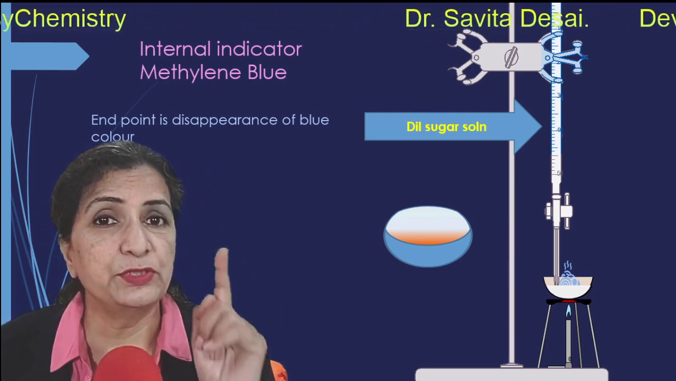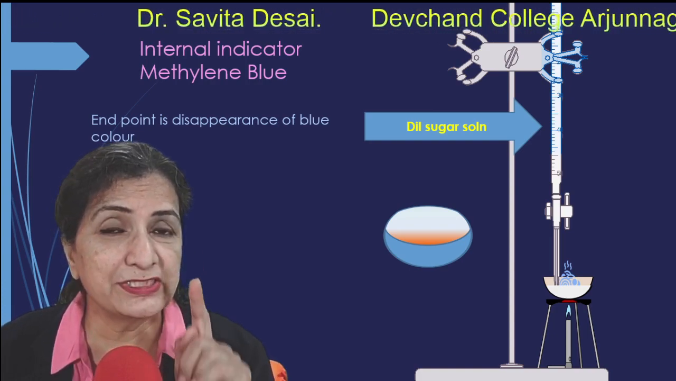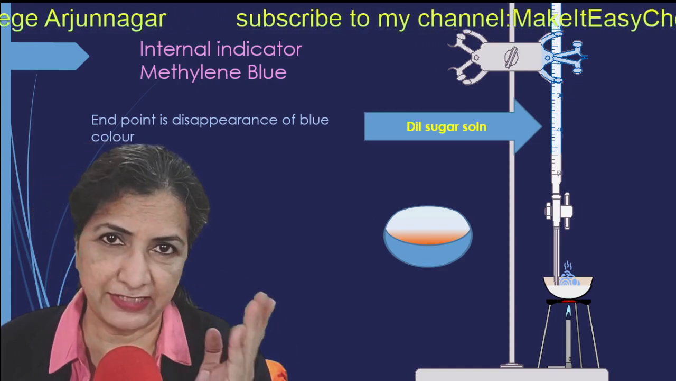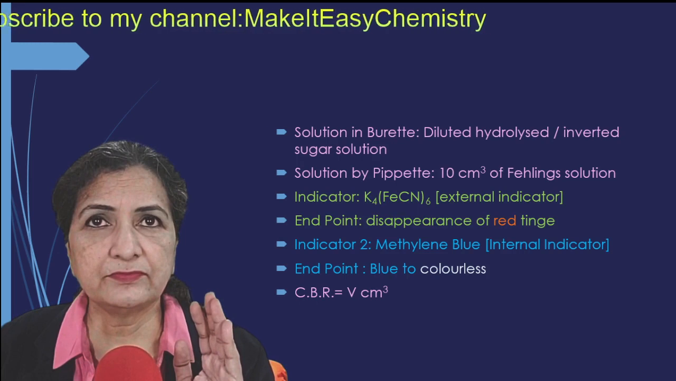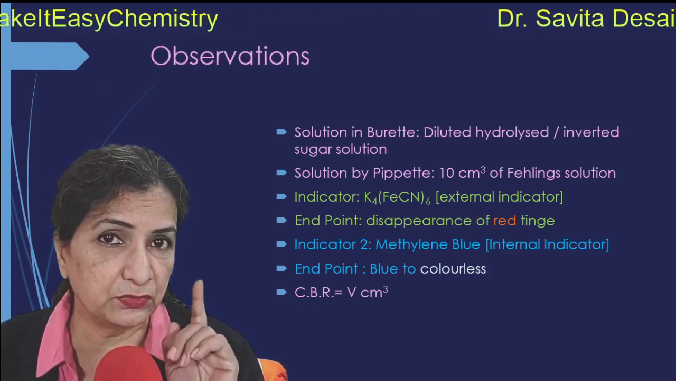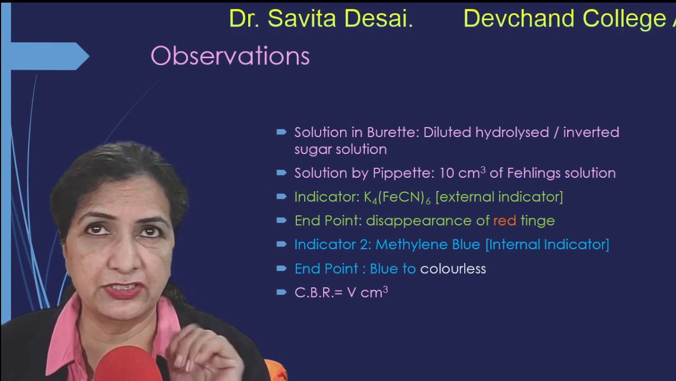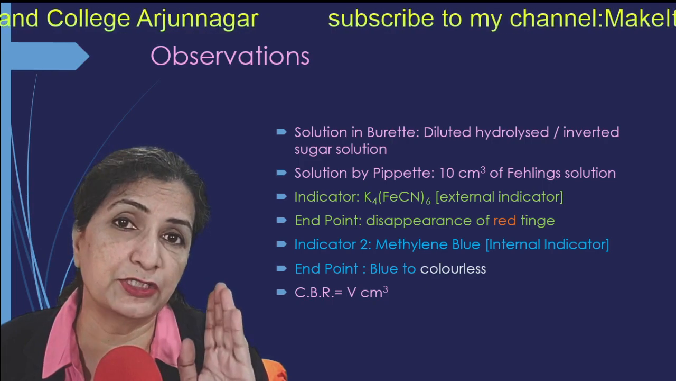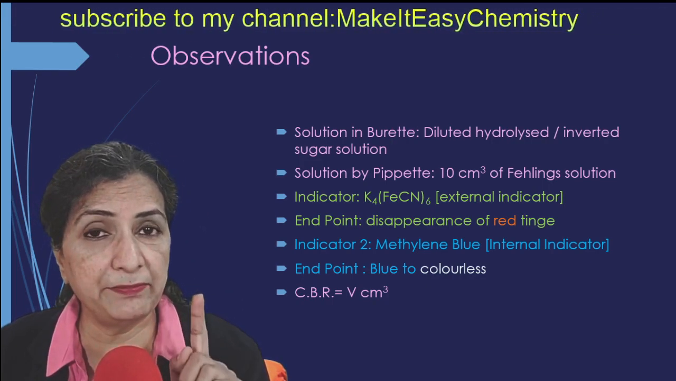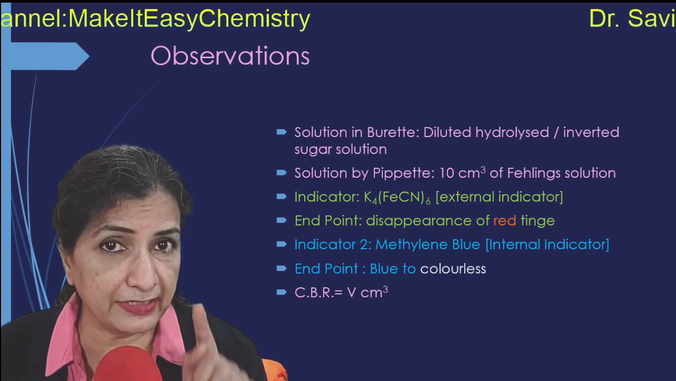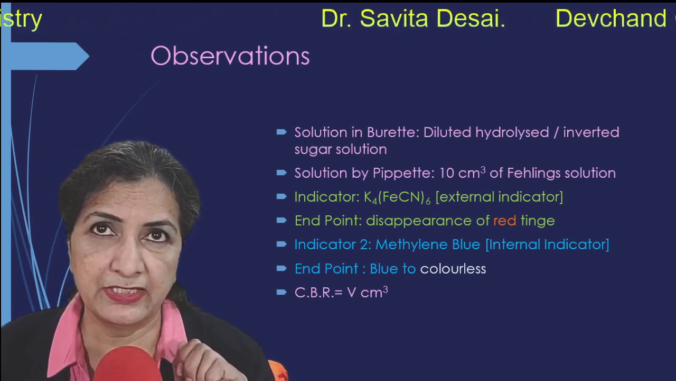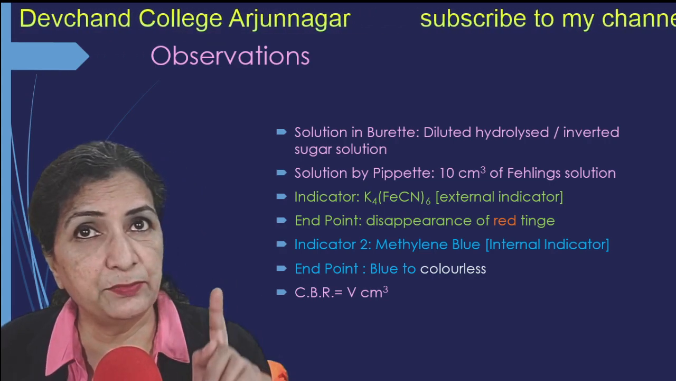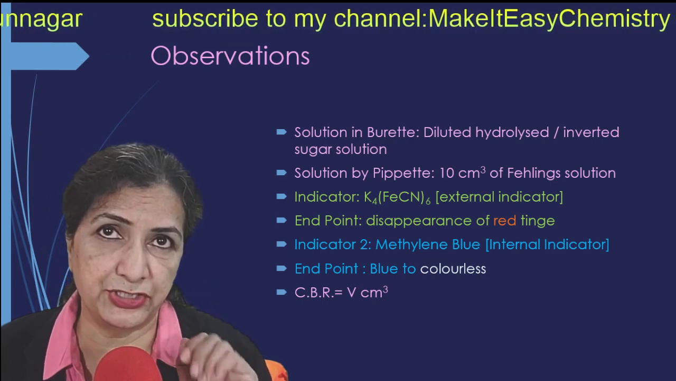The indicator which is to be used externally is to be used externally only. It cannot be used as an internal indicator, and vice versa. So these are the observations which we are going to write down in our journals. The solution in the burette is diluted, hydrolyzed or inverted sugar solution. The solution by pipette is 5 ml each, that is 10 ml of Fehling solution. Then the indicator K4Fe(CN)6 is to be used as an external indicator. The end point is disappearance of red tinge.